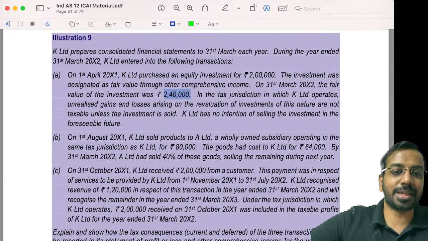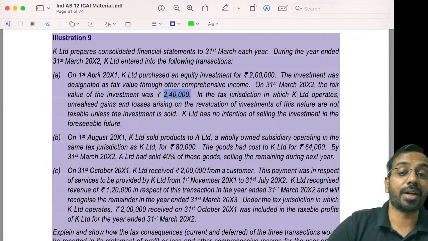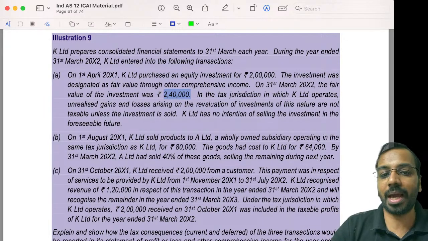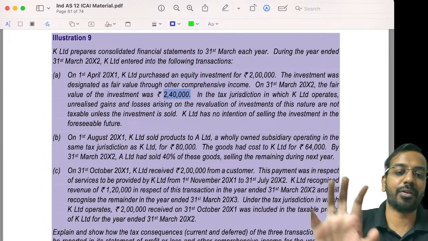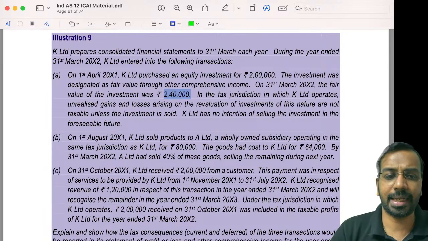If my carrying amount of asset is higher, what does it create? It creates deferred tax liability. So 240 minus 2 lakhs, on 40,000 I will create deferred tax liability, and the rate is 25%. We'll multiply with 25% and get it.